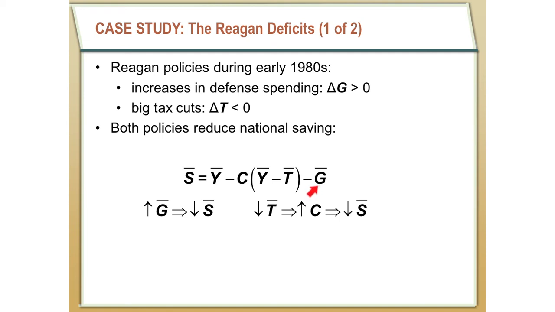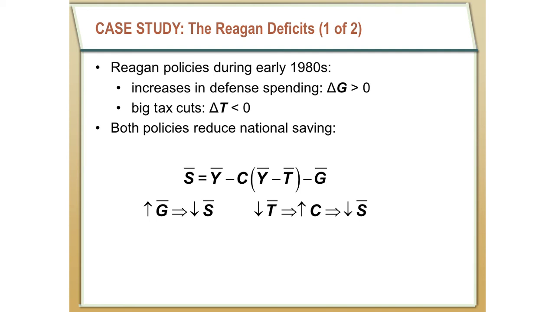So if we have a bigger G, we're subtracting a larger amount. Remember, S is Y minus C minus G. G is bigger, we're subtracting a bigger amount here. That means that S is going to go down. If we are decreasing taxes, then disposable income is increasing, which means consumption is increasing. So taxes going down means consumption goes up. If consumption goes up, again, we're subtracting a bigger number here. And this also causes savings to go down. So the end result here is that we'll have less funds available for investment.